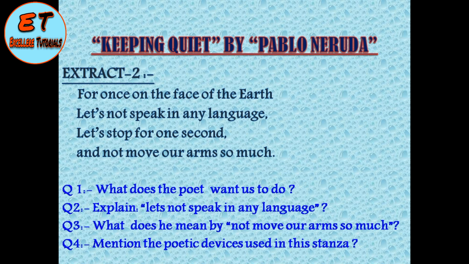Question number 4. Mention the poetic devices used in this stanza. Answer. The poetic devices used in this stanza are anaphora and pun. Example of anaphora, let's not speak, let's stop, since it is repeated in 2 consecutive lines. Next, arms is the pun here, which has 2 meanings. One means hand and the other means weapon.